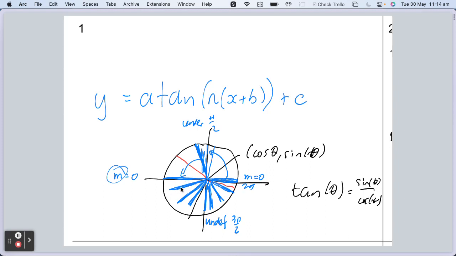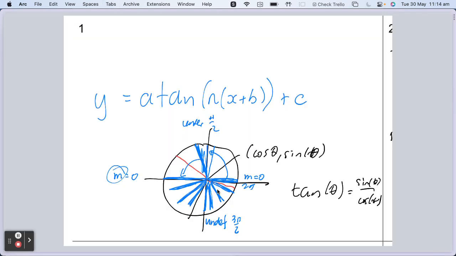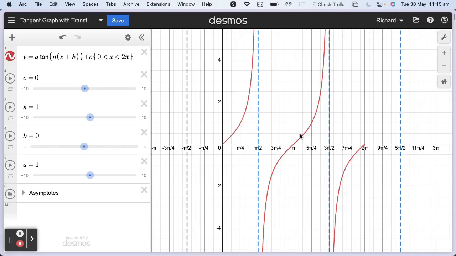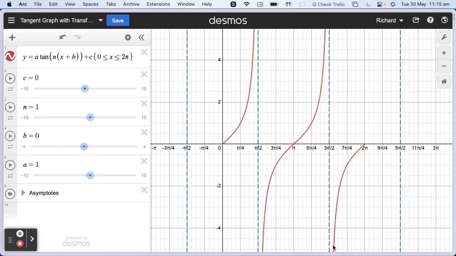The gradient of this unit line, i.e. tan, is getting steeper and steeper, which means that the size of tan is getting bigger and bigger until it gets to 3 pi on 2. At 3 pi on 2, it's not defined because there's no run. Rise over run, there's no run. So it's undefined again. And then on the other side of 3 pi on 2, we've got a really steep graph but negative, and it's getting flatter and flatter.